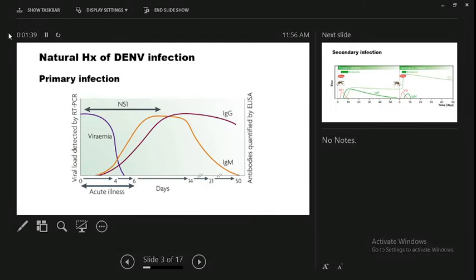Then around day 4 to day 5, IgM antibodies, the antibodies of acute response, will appear, and this IgM can last up to 3 to 4 months. Then dengue IgG antibodies also appear around day 5 to day 6. They will peak around day 7 to day 10 and persist for life. So it is very important to select your test depending on the timeline.